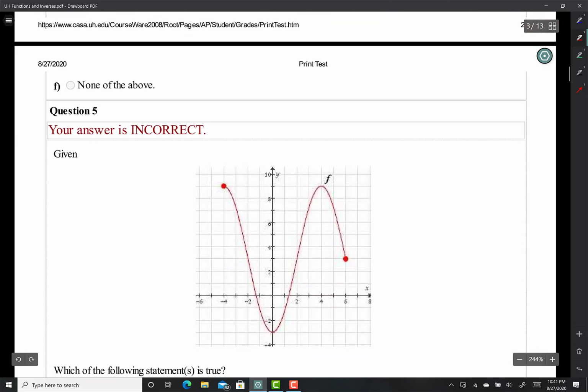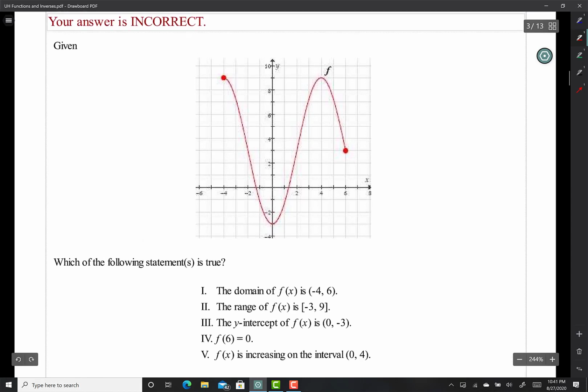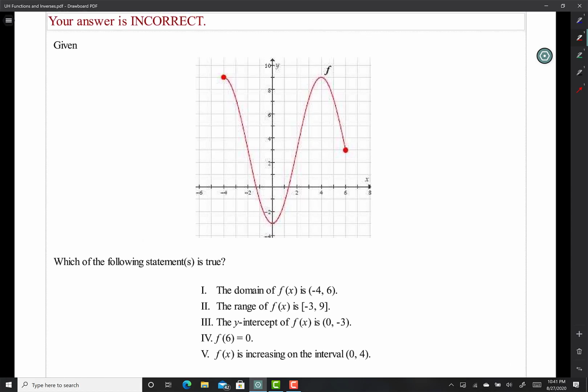All right, guys, let's keep going. So let's see this one. It says the domain of f of x is negative 4 to 6. So this is an interval, guys. These are all x values. So that's how you read these, because they already tell you the domain there.